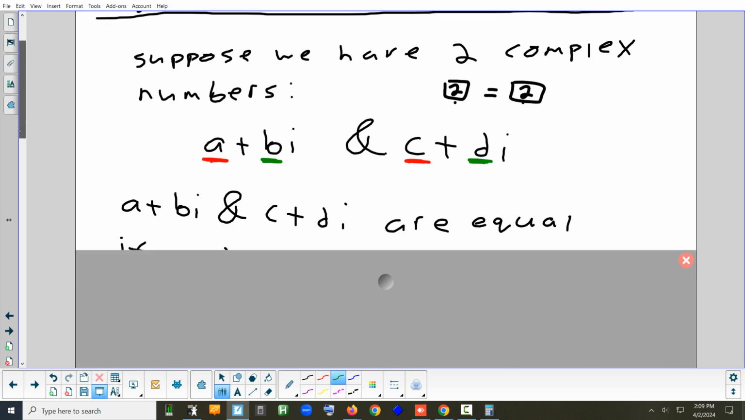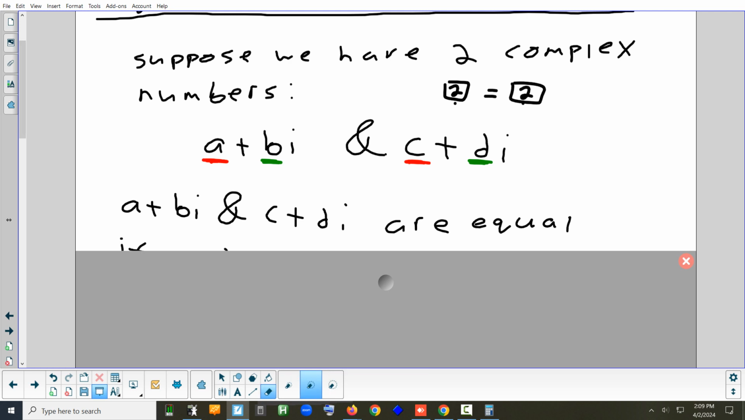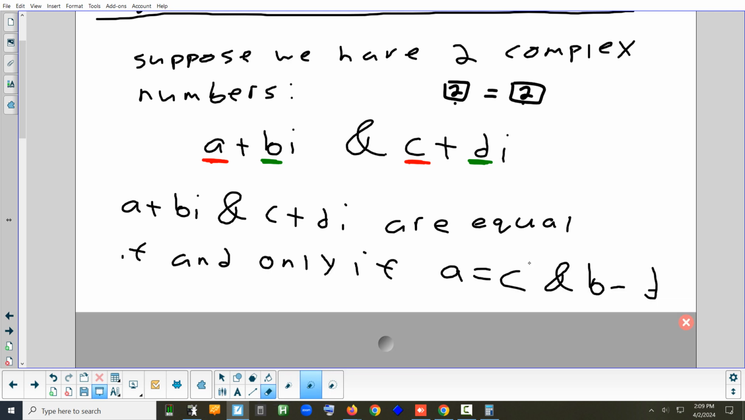So let me write this down. So those two complex numbers are equal. I just want to kind of shorten that. So those two complex numbers are equal if the real parts match, the A and the C match, and the imaginary parts, the B and the D.